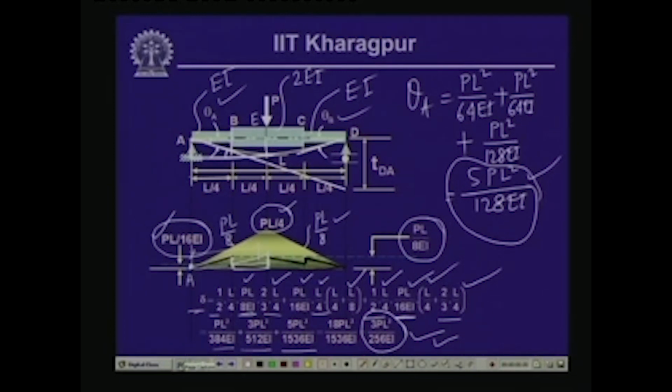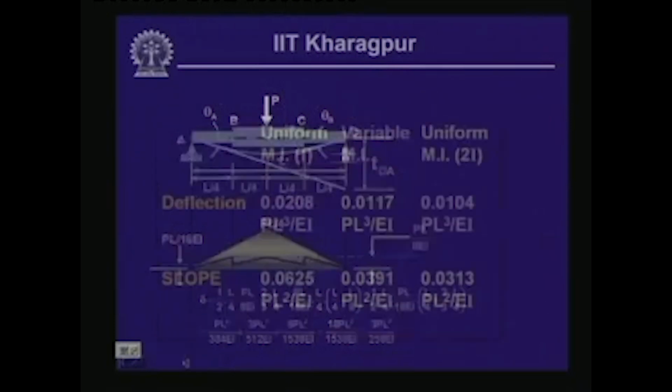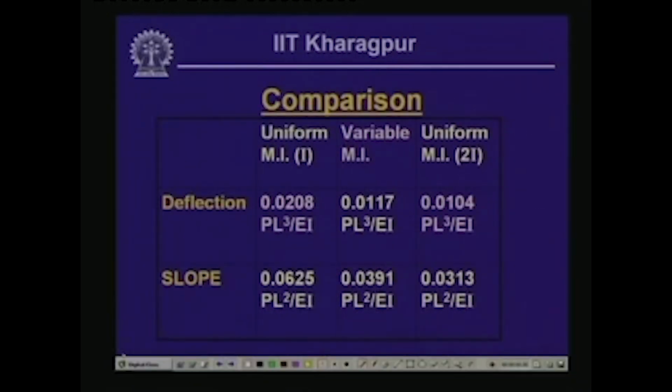Now, let us again make a comparison with the values we have seen earlier. In a simply supported beam where the moment of inertia is uniform throughout, that is, the flexural rigidity is uniform, we have seen the maximum deflection is PL cube by 48 EI and the slope is PL square by 16 EI. Consequently, if we make I as 2I right through, that means uniform flexural rigidity but instead of EI it is now twice EI, that means we are adding more material, then naturally the deflection will be half of the previous one, and so will be the slopes.